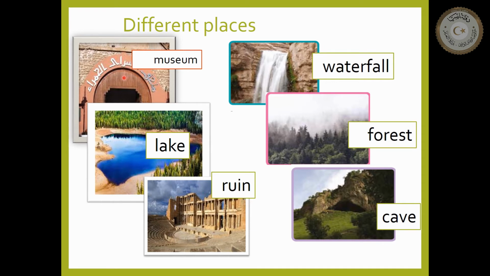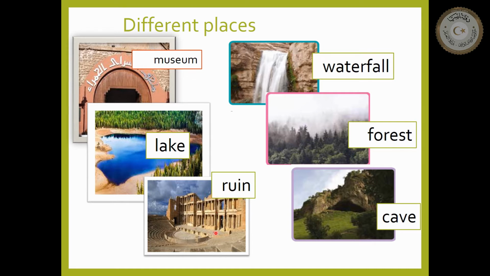Museum. So we have a very famous museum in Tripoli. Okay, it's museum. So this museum is in Tripoli. Soraya Hamra Museum, it is in Tripoli. The second picture, it is lake. What's lake? It's a place with a lot of water and the land around it. So it's lake.